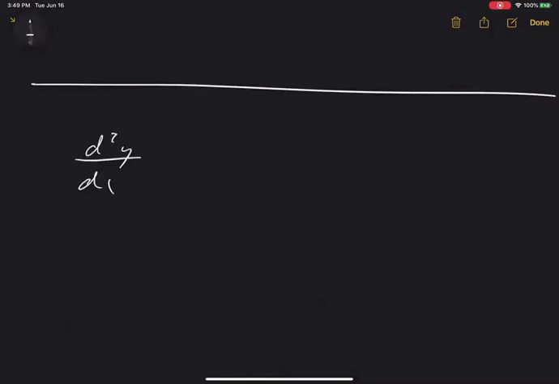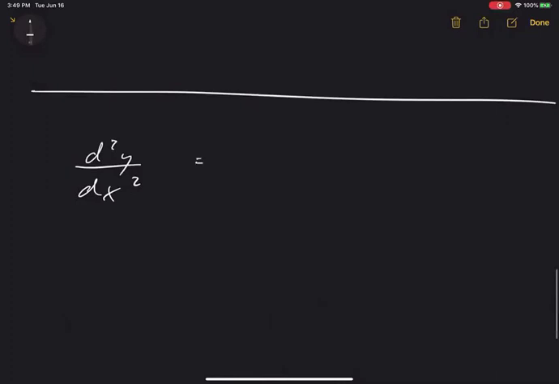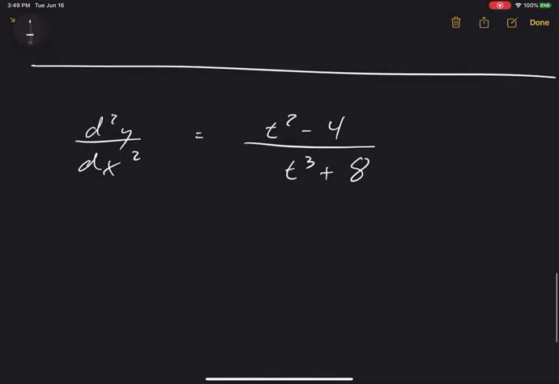Let's say we got a problem and we found the second derivative. Let's say the second derivative is t squared minus 4 over t cubed plus 7, something like that. Actually, let's do 8. This is a good one. All right. How can I figure out when this thing is positive?